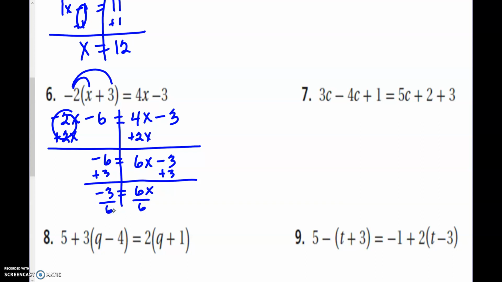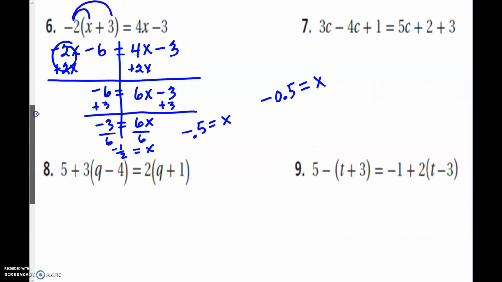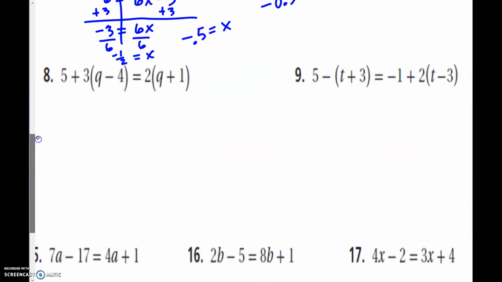And now there's a couple different ways you can write this answer. Some of you are going to write just negative 1/2 equals x. Some of you might have negative 0.5 equals x. Those are all saying the exact same thing, so it doesn't matter which way that you write your final answer. All right, let's look at number 8 here.